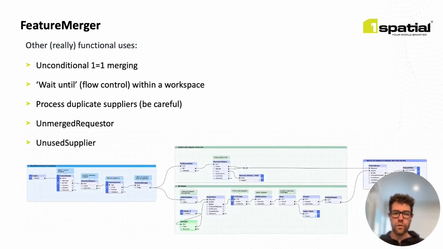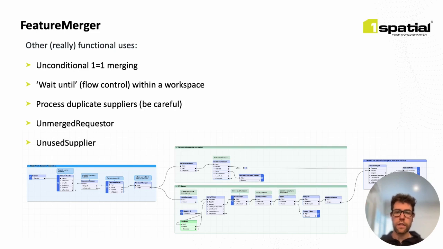So some other functional uses, things that I really like about the feature merger. It can also do unconditional merging, and this is where you might want to merge everything together without actually using the attributes in your incoming requester or supplier features. For example, you could set the attributes to be 1 and 1, meaning that everything will join.